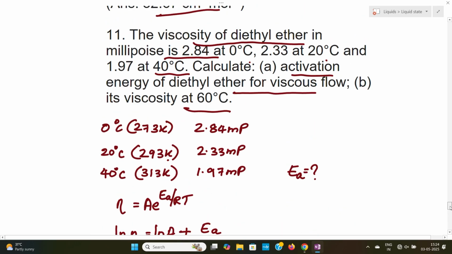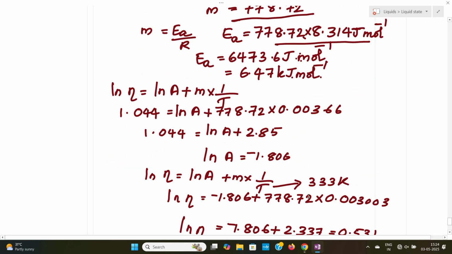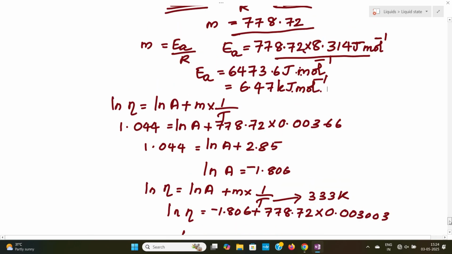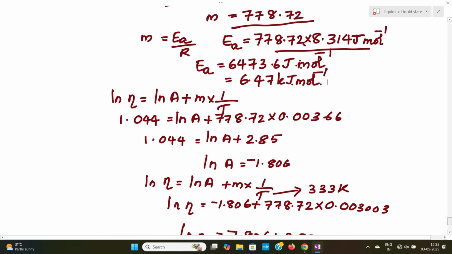And the second part is its viscosity at 60 degrees Celsius. Now, we have to find out the viscosity. The equation is ln eta is equal to ln A plus m into 1 by T. Here we take the viscosity of any liquid. Here we have taken ln of 2.84, that is 1.044.